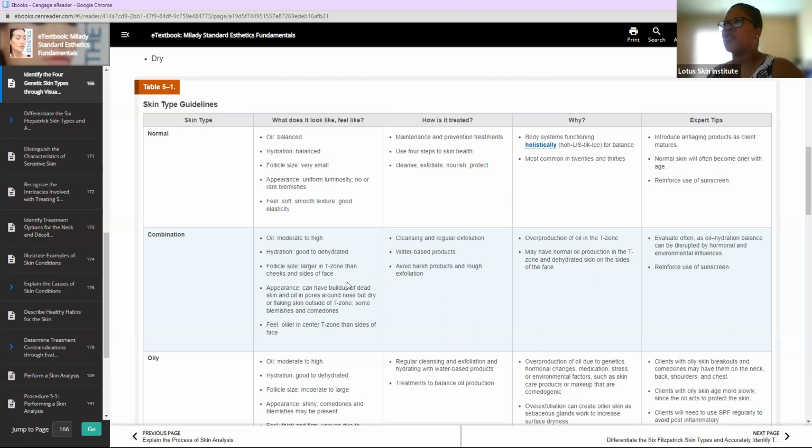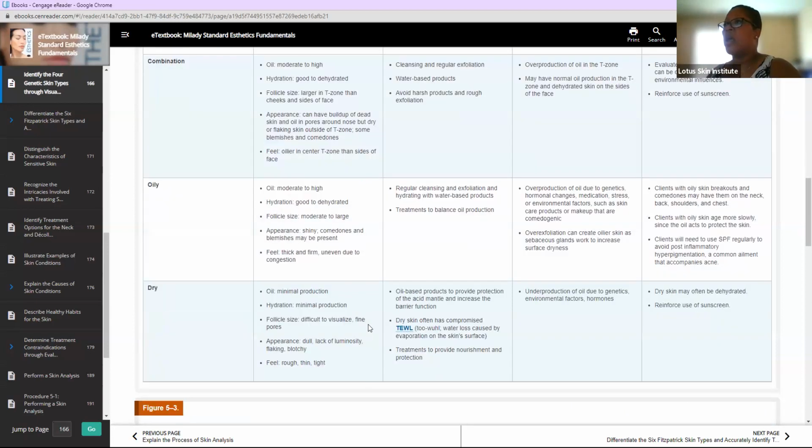For combination, the follicles are larger in the T-zone than in the cheeks. There's a buildup of dead skin and oil in the pores around the nose, flaking in the skin outside the T-zone, but some blemishes and comedones. It's oilier in the T-zone than in the sides of the face. That's combination. Oily is oily, shiny, comedones, blemishes may be present. The feel is thick and firm and uneven due to congestion. So you can feel the bumps, you can feel those sebaceous filaments underneath if you're touching it.